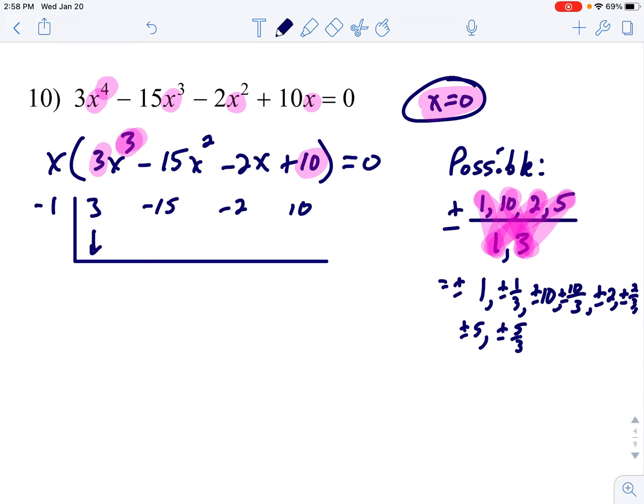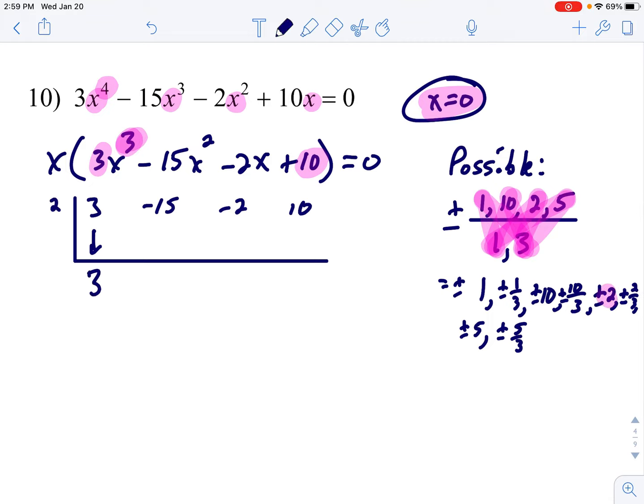Let's try negative 1. That's negative 3. Negative 15 minus 3 is negative 18. That's positive 18. That's 16. Negative 16. That does not give us 0 either. So negative 1 is a failure. So look, positive 1 and negative 1, no guarantee that they work. All right, everyone hates fractions, so let's try another whole number. Let's skip over to 2.